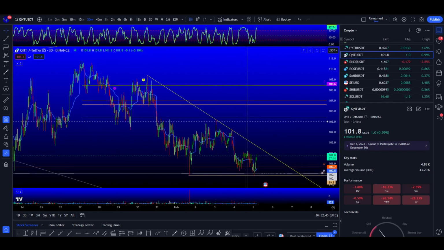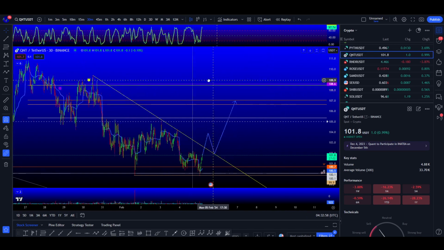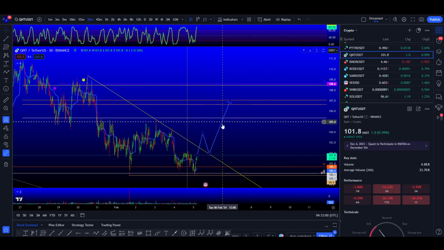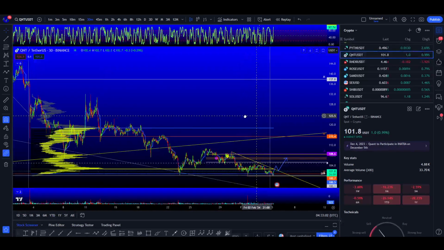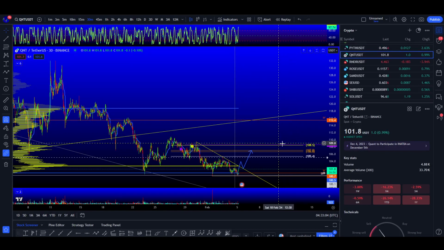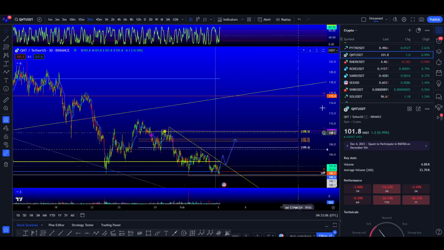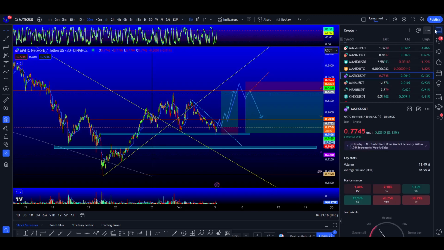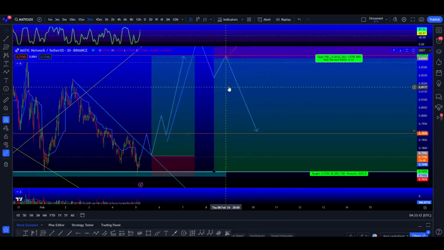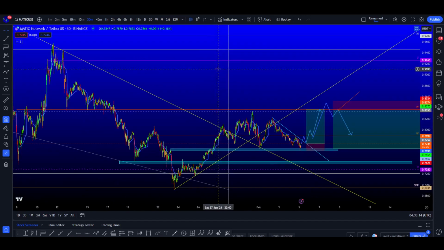I'm waiting for price to break through this trend line, back test this support and move higher. Once that does happen, then yeah, I would move my stop loss into profit and just ride it out, targeting the daily level above, right? The closest weekly would be at 115, but my target right now is the daily level above. Anyway, that's QNT. This was supposed to just be on MATIC. But yeah, you know exactly what I'm looking for on Polygon MATIC.